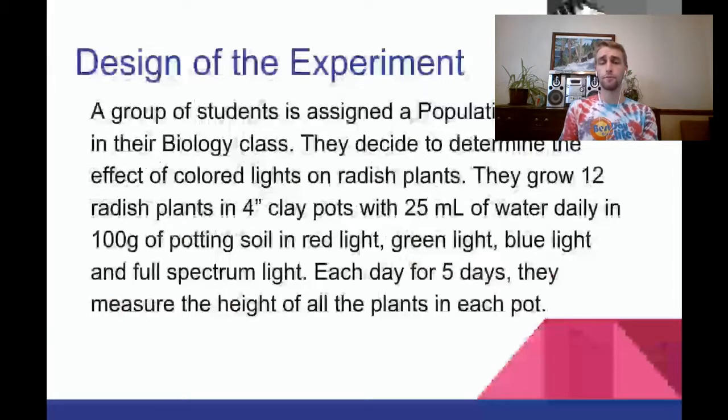If you're not sure what full spectrum light is, that is white light. So white light, like you see from most light bulbs or from the sun. The sun is actually white. It's not yellow. That's a whole other thing we can talk about another time. I'd be happy to explain that to you.